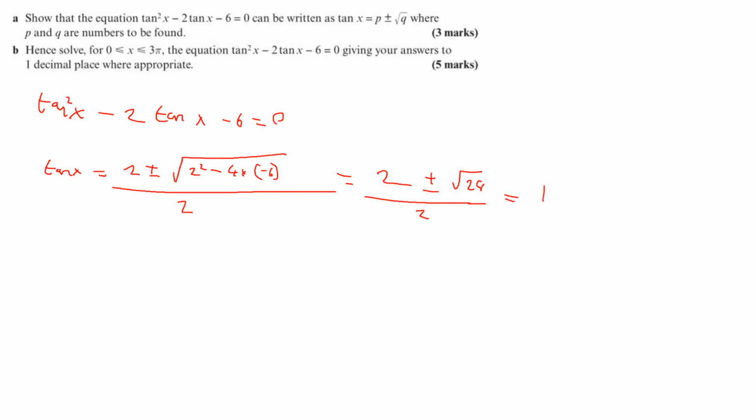Which is the same as 1 plus or minus... what's root 28 the same as? Root 28 is the same as 2 root 7. So this is just going to be 1 plus or minus root 7. Okay, so now, hence or otherwise, solve between 0 and 3 pi these answers. Well, if tan x is equal to 1 plus root 7, then x is just going to be the inverse tan of that.